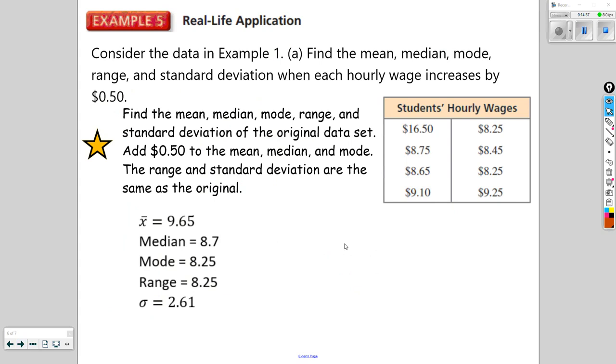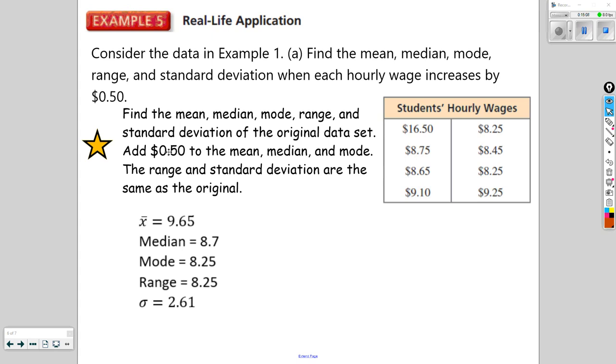All right, so let's take a look at example 5. So that we don't have to go through the whole process again, here was the information that we received from that very first example in Chapter 10, Day 1. Here are the students' hourly wages, and let's say now everyone's hourly wage increases by 50 cents. They get a 50-cent raise. We want to see what effect that has on the mean, median, mode, range, and standard deviation.